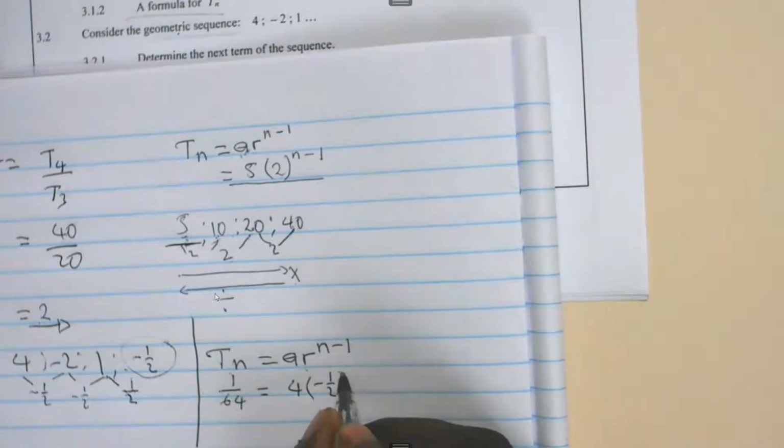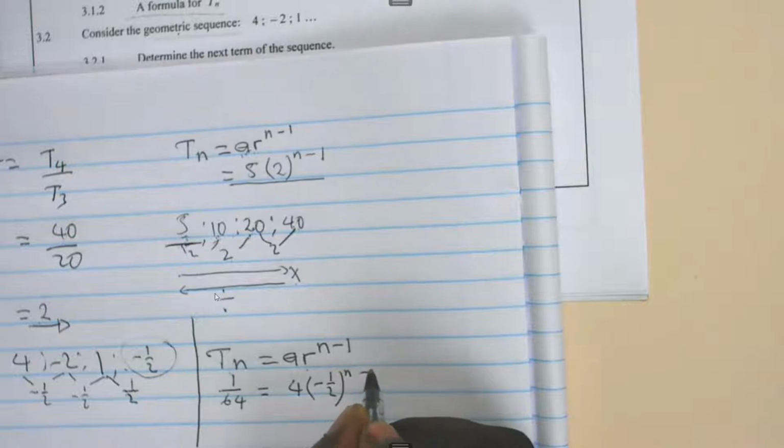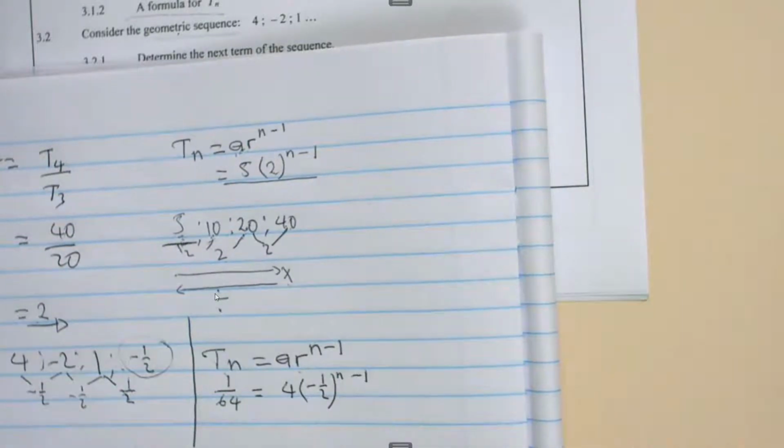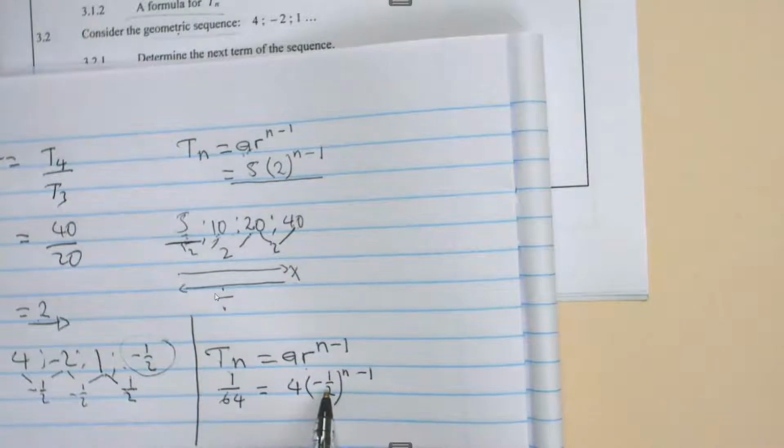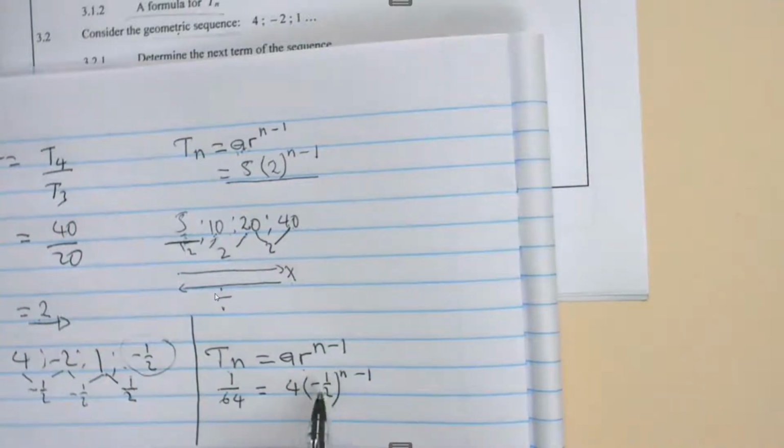That is equal to a, the first term of the sequence, which is 4, into r, the constant ratio, negative 1 over 2, all to the power of n minus 1. Please remember that you are not supposed to multiply 4 and negative 1 over 2 and get negative 4 over 2 all to the power of n minus 1.